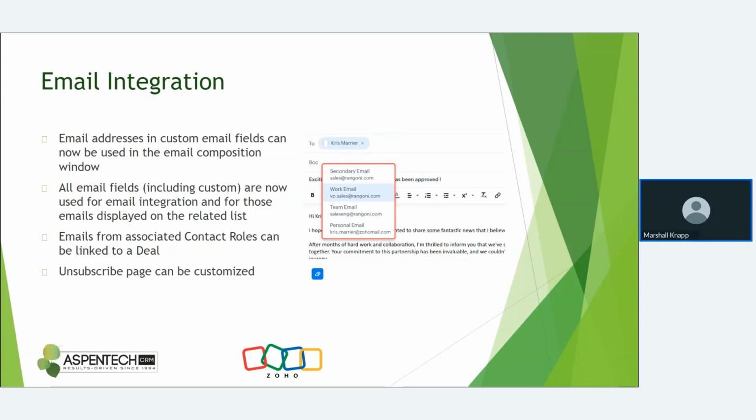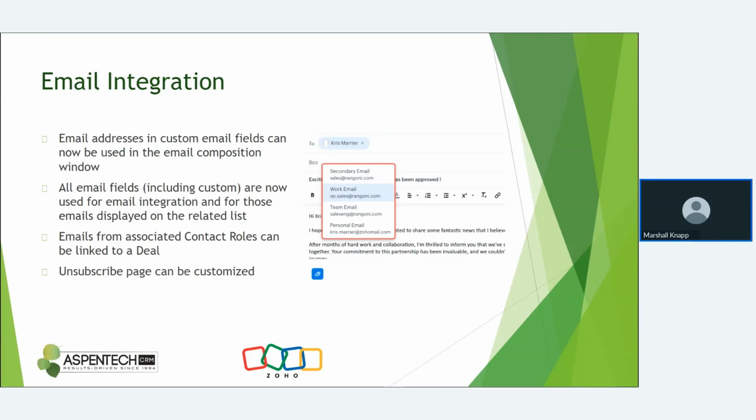Also added an ability now to go into a deal, and from any contact who's associated to the deal through the contact roles area, you can view the emails that have been sent to those contacts, and you can decide if you want to link any of those emails to that deal. That can be helpful as well.